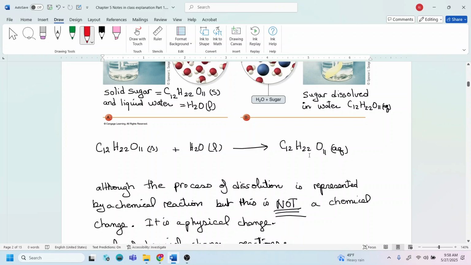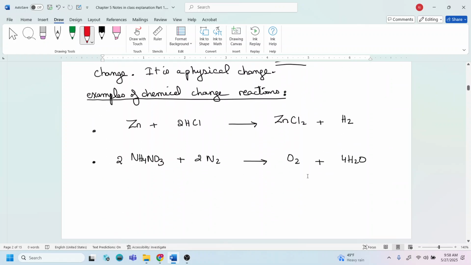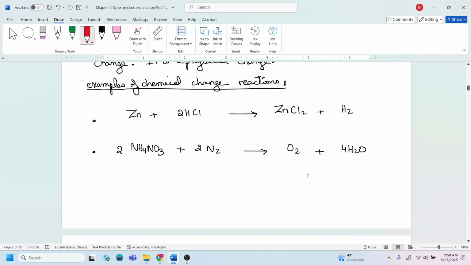Notice I did not change the sugar, so I started with sugar, I ended up with sugar. So this is not a chemical change. This is going to be a physical change where I'm changing the state of the matter, let's say, from solid to aqueous. Let's have examples of chemical change reactions. Chemical change reactions are when you start with something and you end up with something completely else. So see here, I'm starting with zinc.